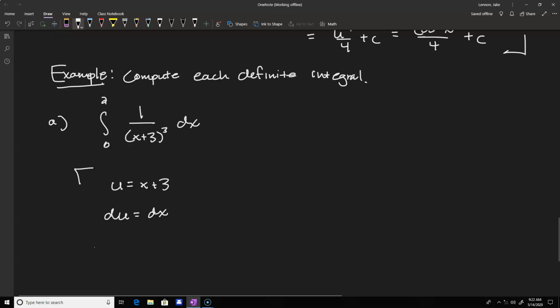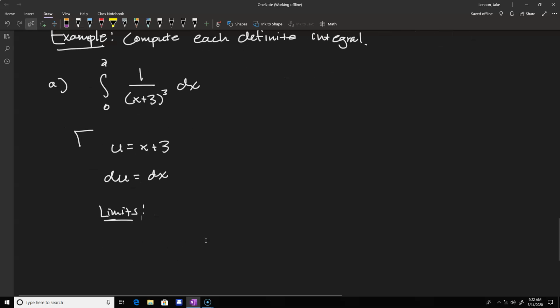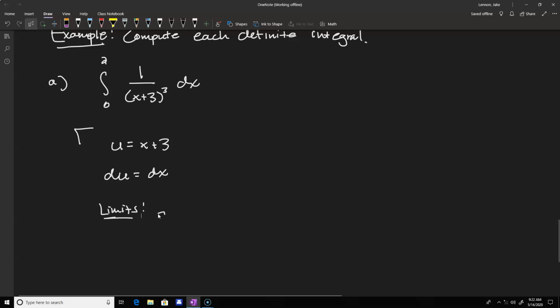But let's think about the limits for a minute. So we can actually transition those limits. So we first want to think about our x values. So our two limits, we have x equals 0 and x equals 2. Well, what do those transition to? Well, to find u, you just add 3 to x. So x equals 0 is the same as u equals 3, and x equals 2 is the same as u equals 5.